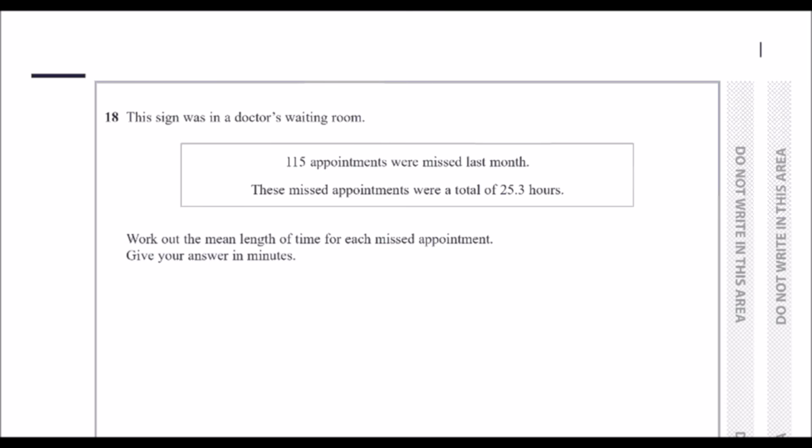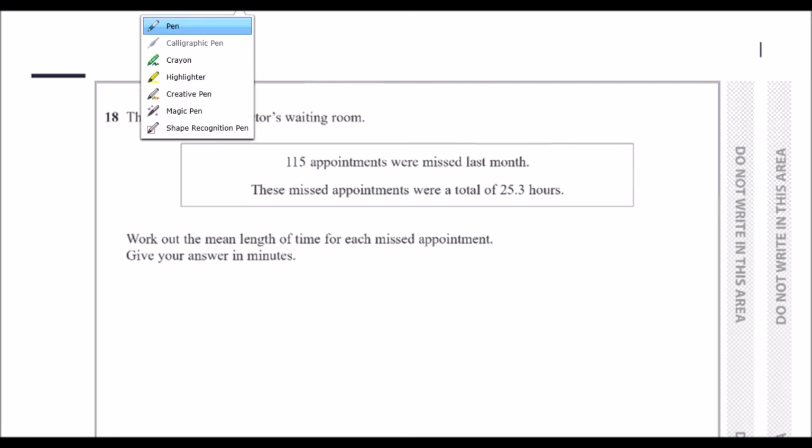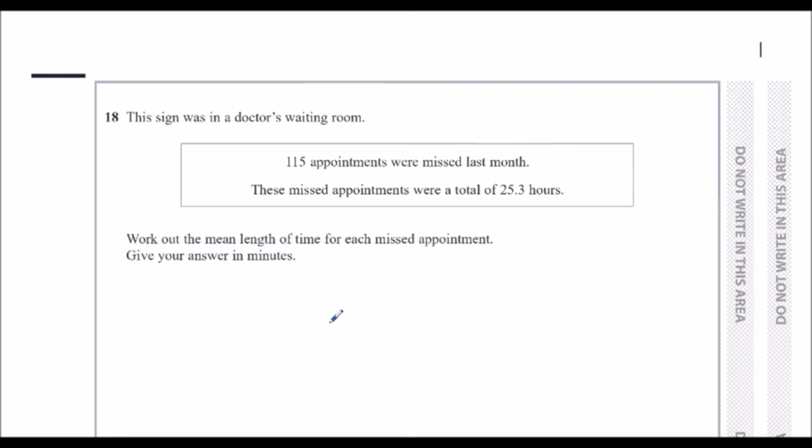Question 18. This sign was in a doctor's waiting room. 115 appointments were missed last month. These missed appointments were a total of 25.3 hours. Work out the mean length of time for each missed appointment. Give your answer in minutes. So how long on average was each appointment? So 25.3 hours shared out between 115 appointments.